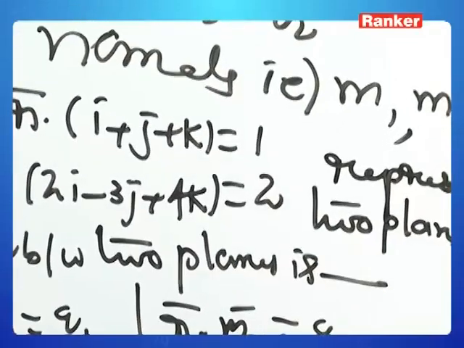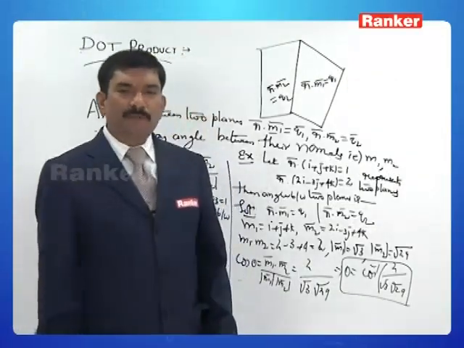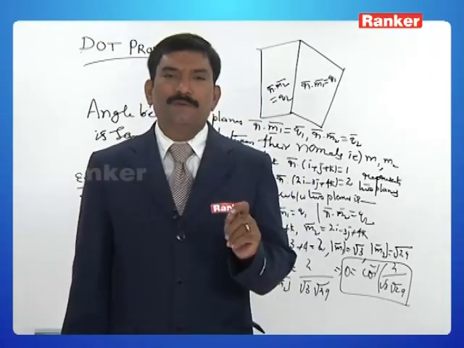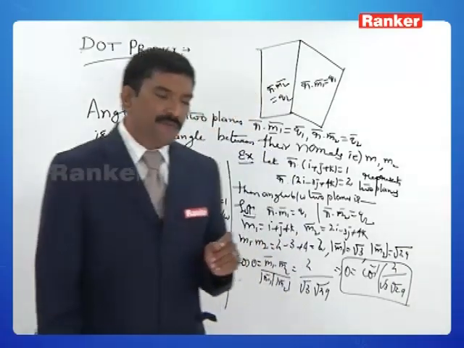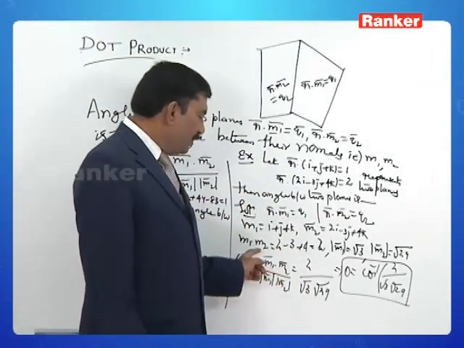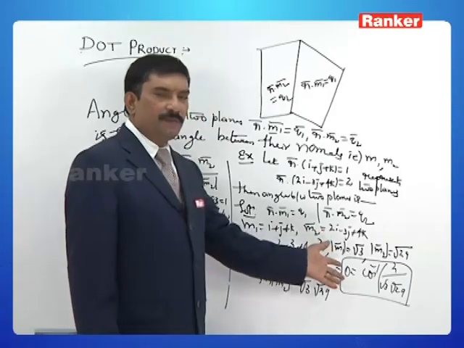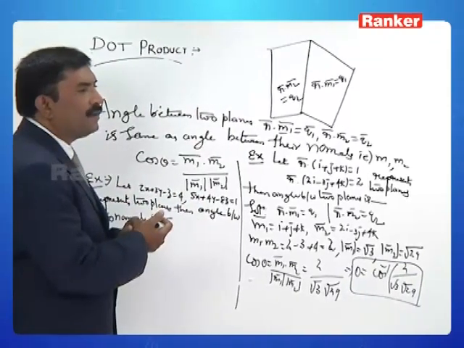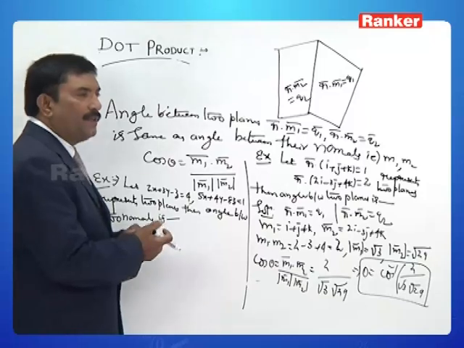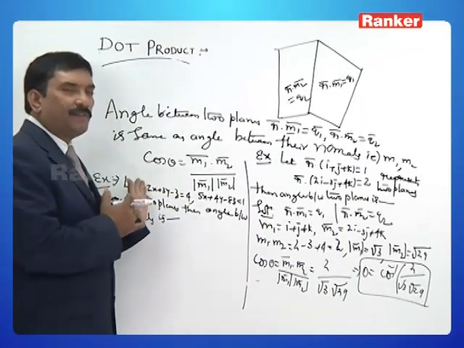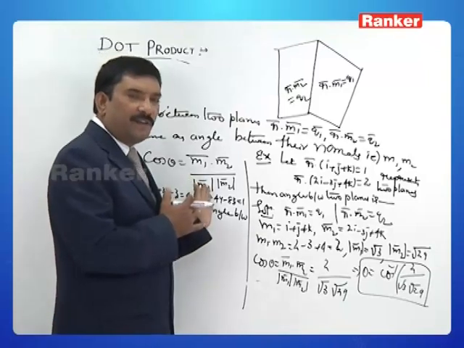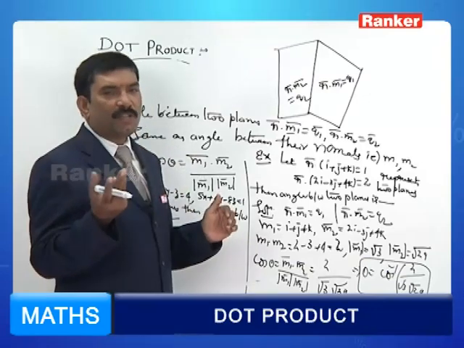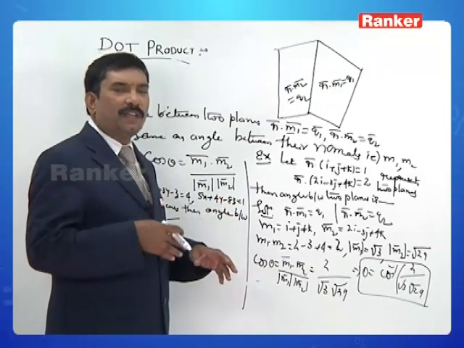Directly you can go for finding cos theta is equal to m1 bar dot m2 bar by modulus of m1 into modulus of m2. So you can find m1 bar dot m2 bar, substitute. Now here, m1 bar and m2 bar are not available. Then what you have to do? The given planes are in Cartesian form. So when they are in Cartesian form, you have to extract what m1 and m2 are.